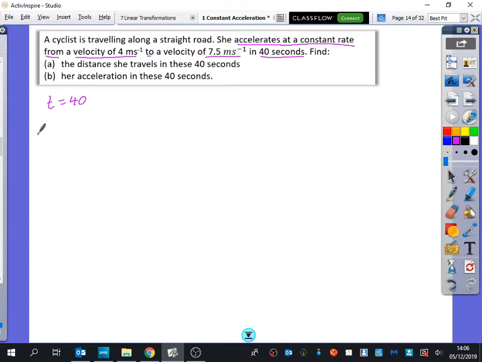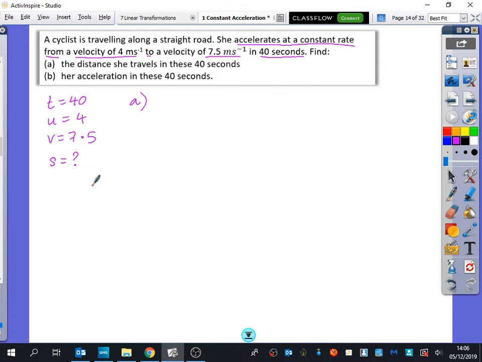Faisal? v equals 7.5. Yeah, the speed it finishes up at is 7.5 and u is 4. Okay, so we've now got 3 of the values, which is what the question wanted us to have. It said find 3 of them, then you can find a 4th one. The first thing it wants us to do in part A is to find the distance that she travels. It's going to be related to her displacement. So we're trying to find out for part A what the displacement is.